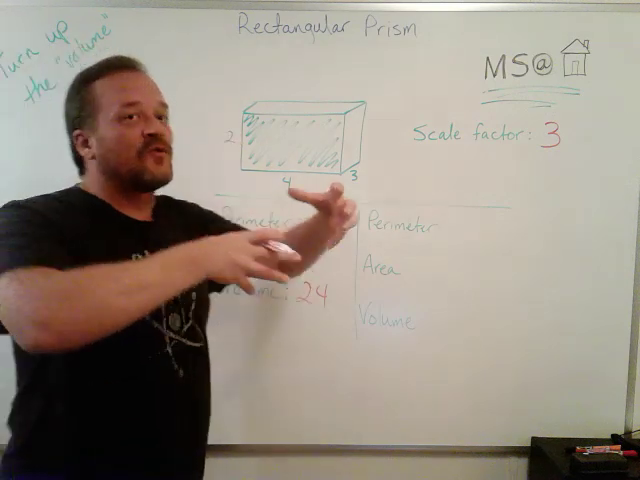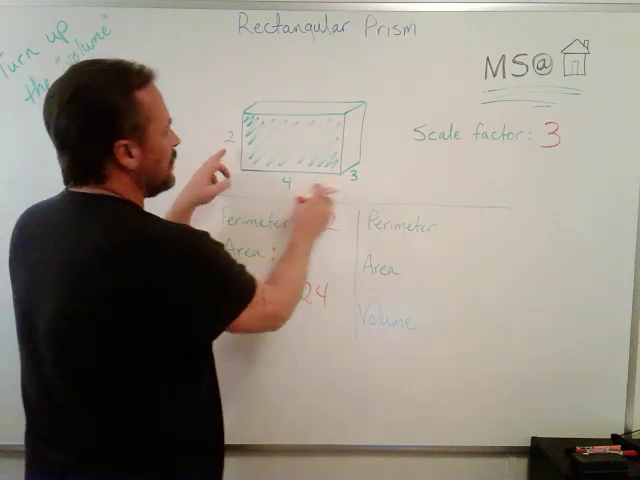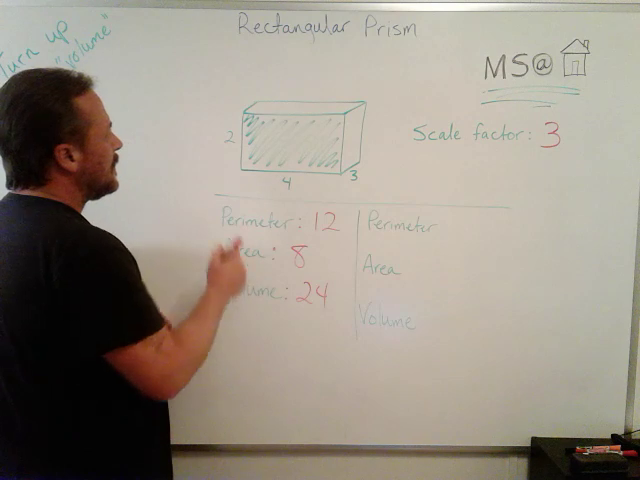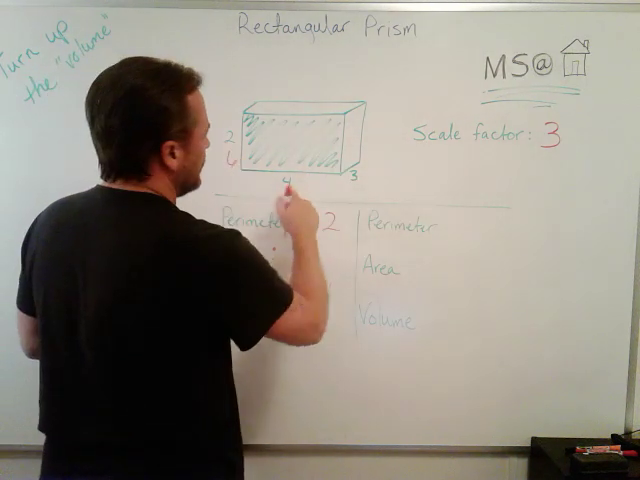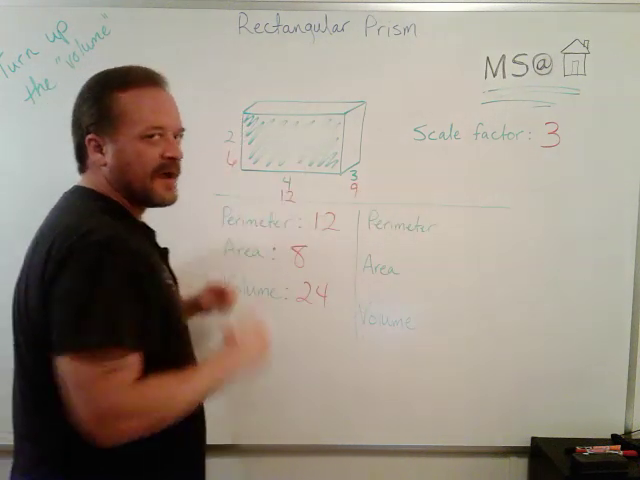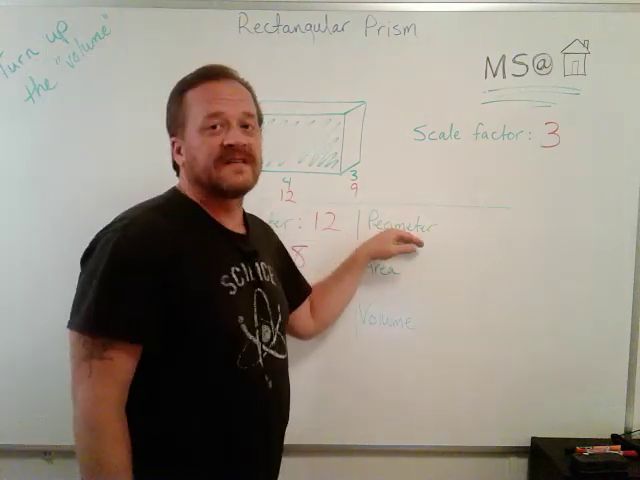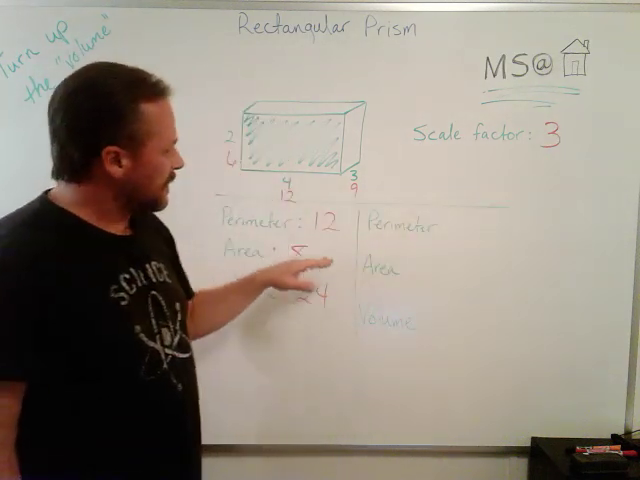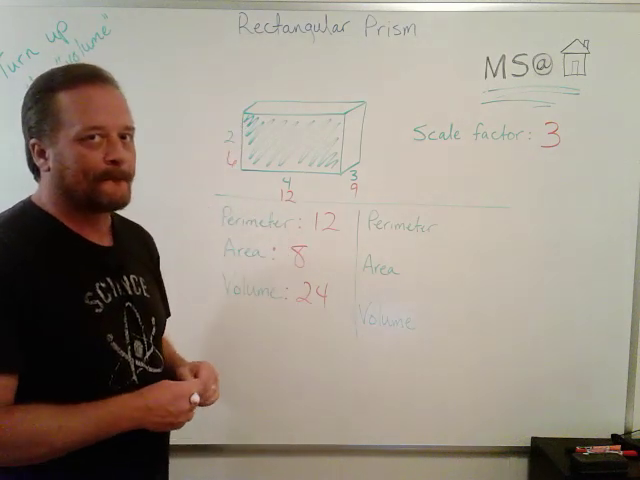Now, let's increase this prism by a scale factor of 3. Okay, I'm gonna go ahead and write those new measurements here, but I'm not actually gonna use them to find the answers. I'll show you what I mean in a minute. 2 times 3 is 6, 4 times 3 is 12, and 3 times 3 is 9. Just so we have that there, because we're actually gonna check our work in a minute. Can I predict what the perimeter is gonna be without actually adding anything? The scale factor is 3, the original was 12.